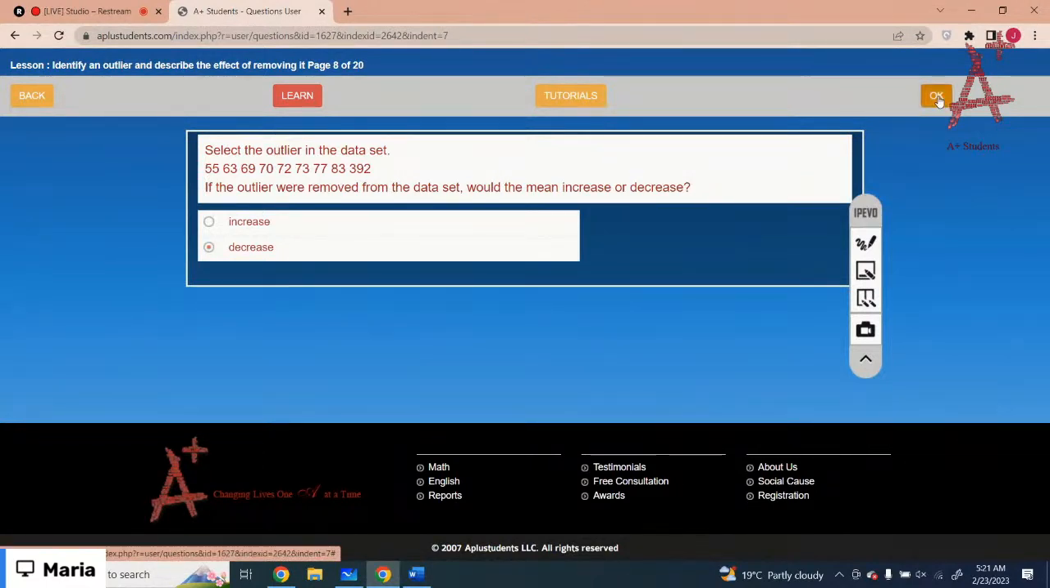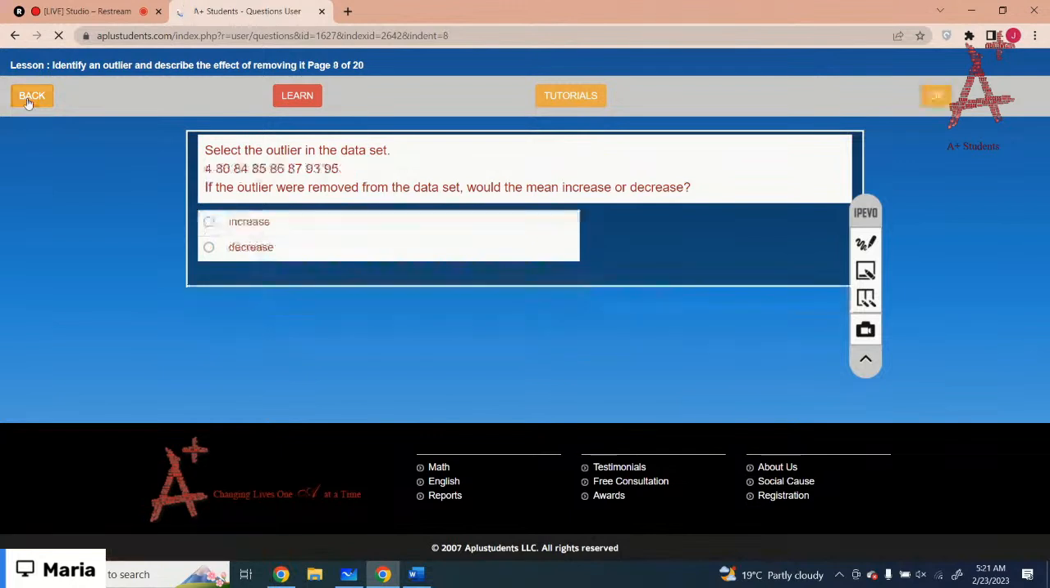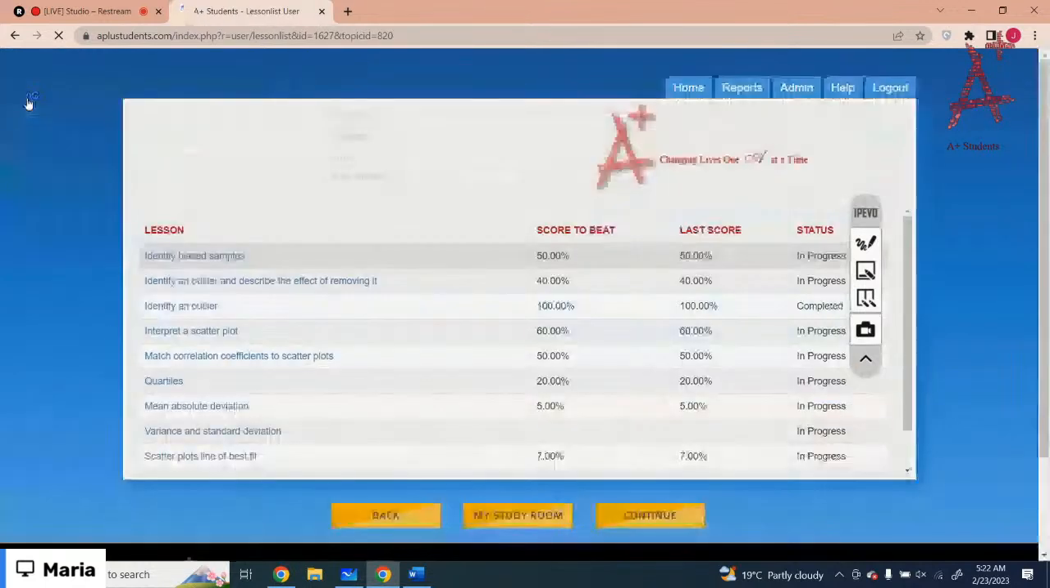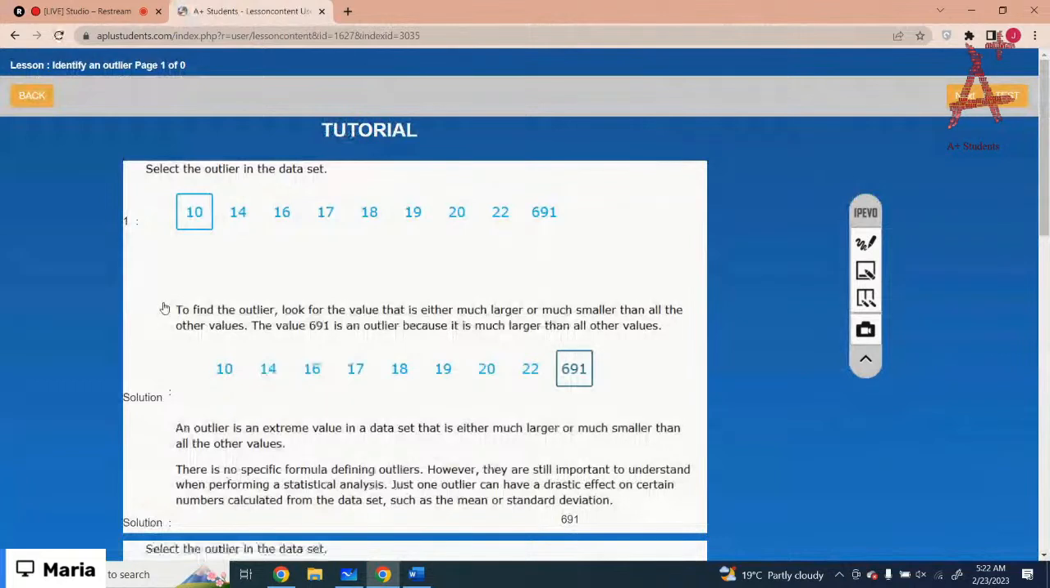Okay, you can complete the test by yourself later today. Let me just move on to the next lesson. And the next lesson is identify an outlier. You just have to identify the outlier. Got it? Like for example, select the outlier in the data set.